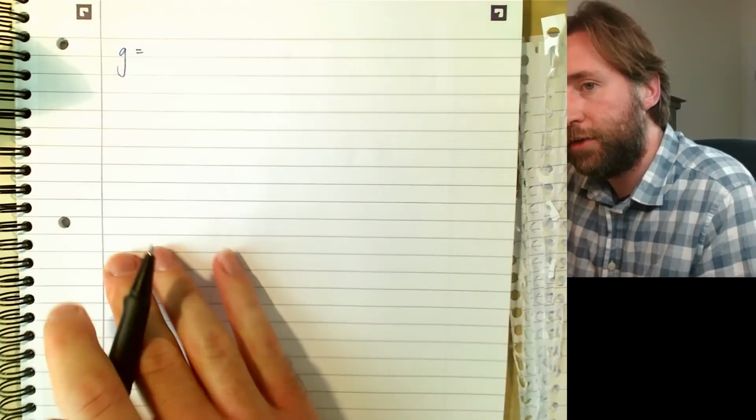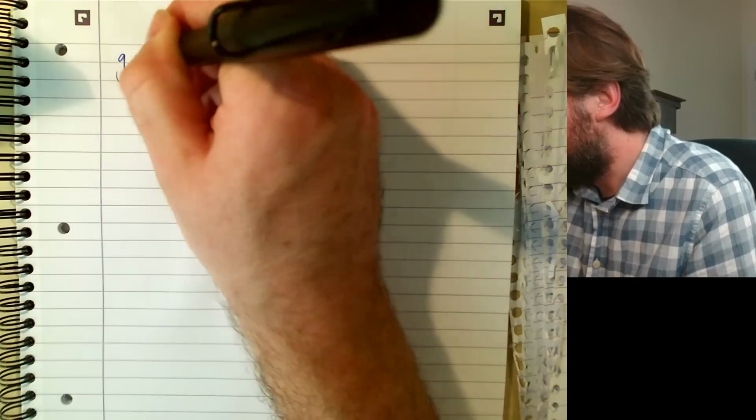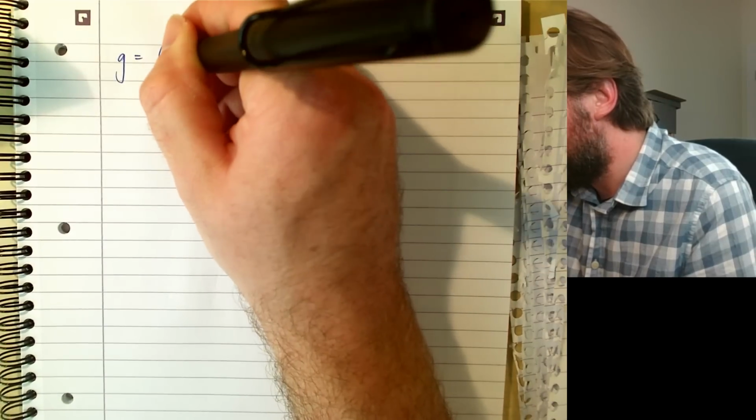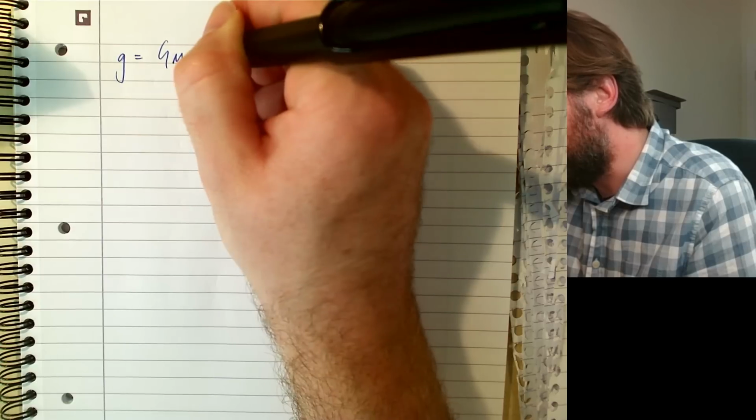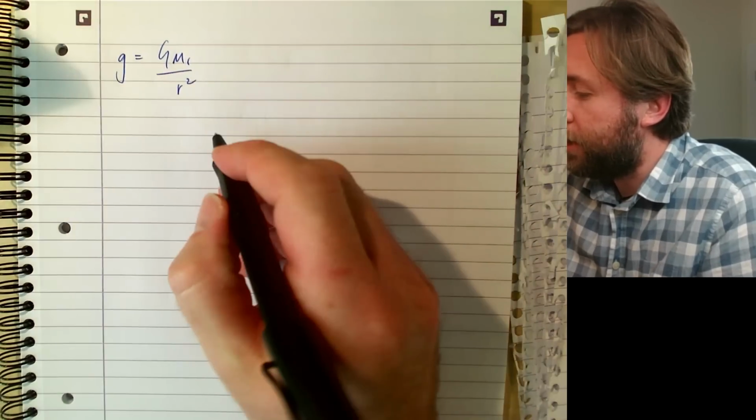Derive an expression for this one, gravitational field strength, or g, gravitational acceleration would be as well, in terms of the universal gravitational constant, M1, which is the way they refer to the big mass in Edexcel, over r squared. Right, well, where does that come from? That's actually much more straightforward than it seems.